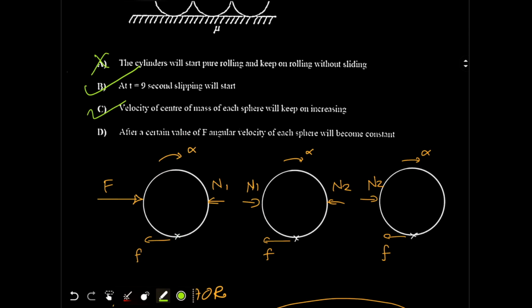After a certain value of F, the angular velocity of each cylinder will become constant. No, that is false. Why is it false? Let's understand. Even when the friction becomes kinetic, friction is still acting. So about the center of mass, there is always a torque due to the kinetic friction. Since there is a torque, there will always be angular acceleration. If there is angular acceleration, the omega will keep on increasing. So this is the wrong option.